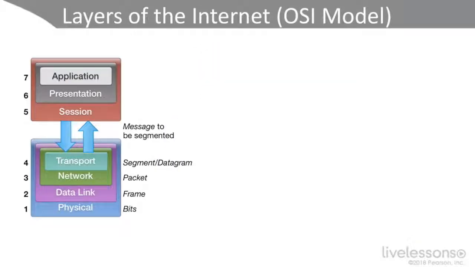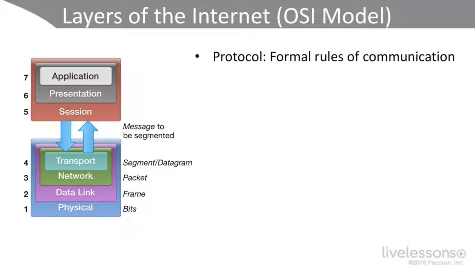So next we're going to talk about the layers of the internet. Sometimes this is called the Open Systems Interconnection model, or OSI model. What I wanted to show you is that protocols are layered like this for a reason. And when I talk about a protocol, it's the formal rules of communication.